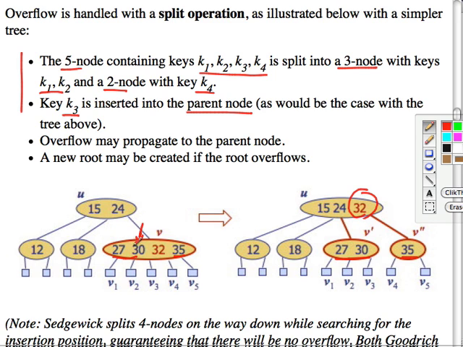So that solves the problem of this node having too many elements in it, and it solves it without increasing the depth of the tree. We haven't gone down and added any leaf nodes down below. But of course, this parent node here could overflow.